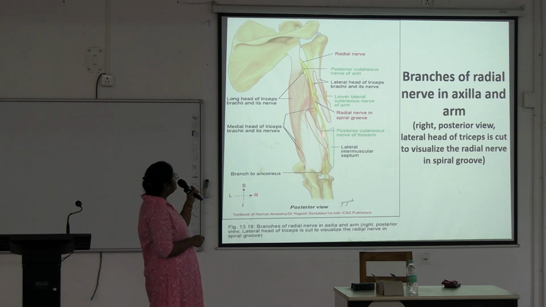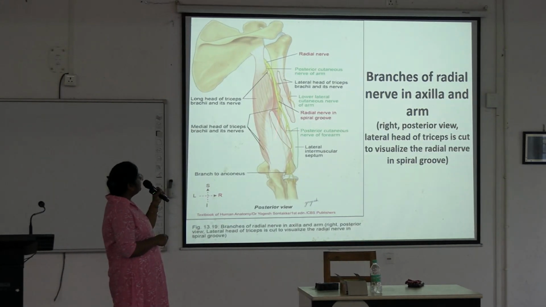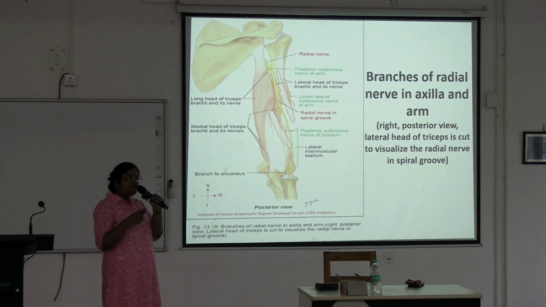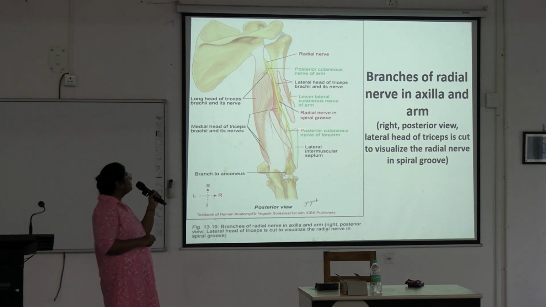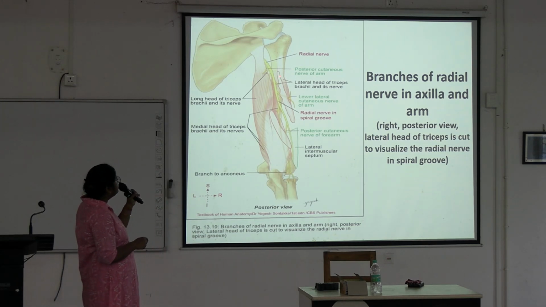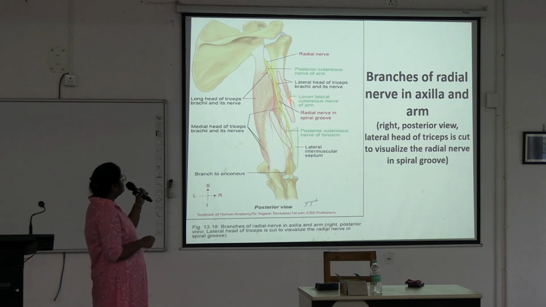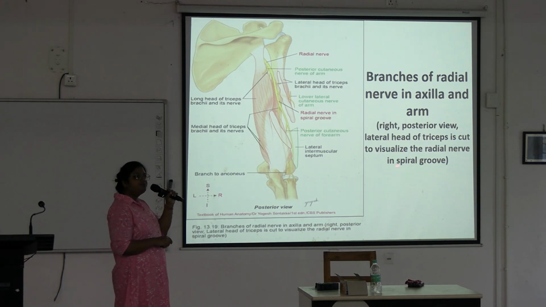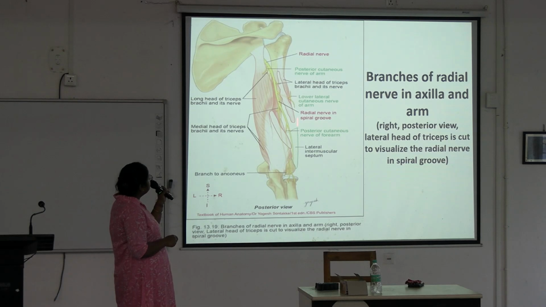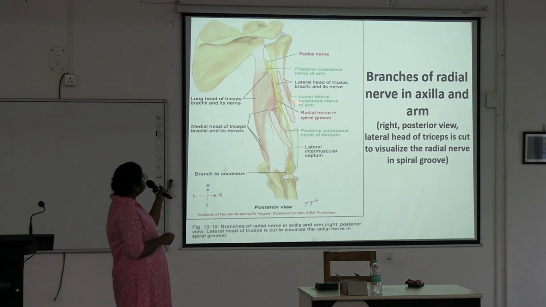Within this spiral groove, it is giving branch to the lateral head. Here lateral head has been cut to expose the nerve from the posterior aspect in the spiral groove and giving branch to the medial head of triceps. And this branch again going to supply the anconeus muscle. Here it is also giving some cutaneous branches, lower lateral cutaneous nerve of arm and posterior cutaneous nerve of the forearm.